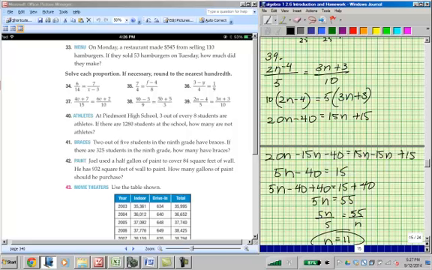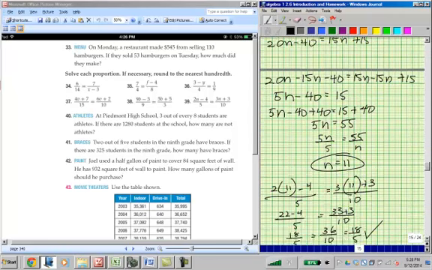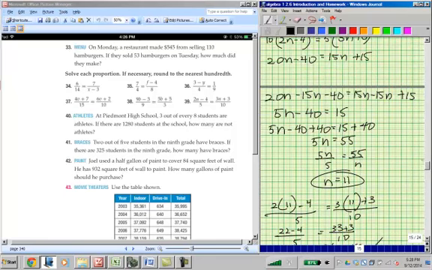41. Braces. 2 out of 5 students have braces. If there are 325 students in the 9th grade, so we have braces and students. Braces and students. Okay? Now, if there are 1,200, oops, I'm sorry. If there are 325 students in the 9th grade, how many have braces? So this is students and X number of braces.